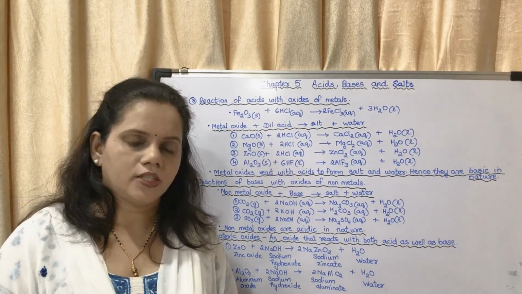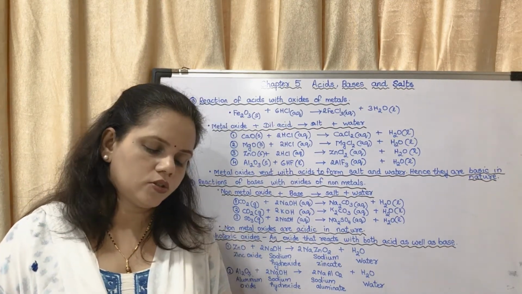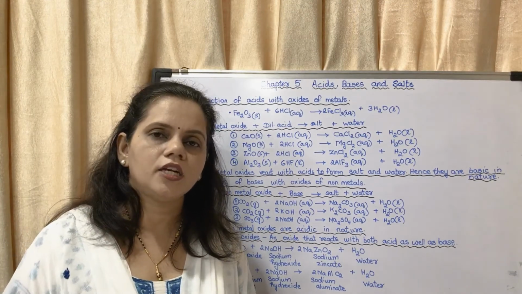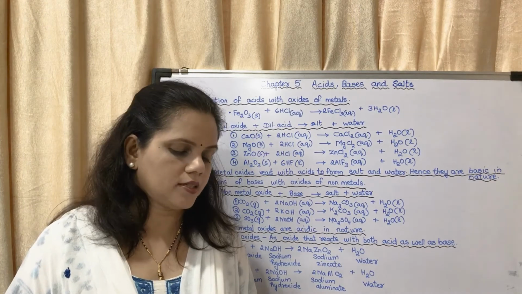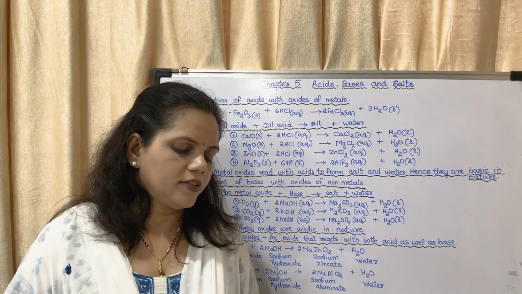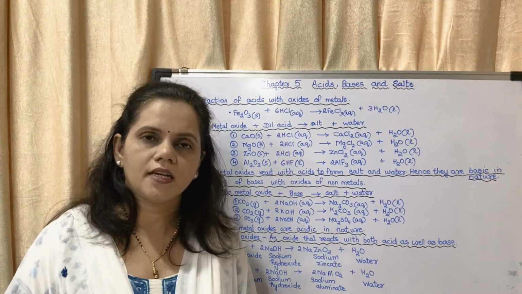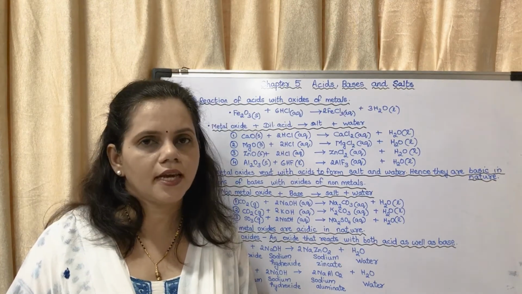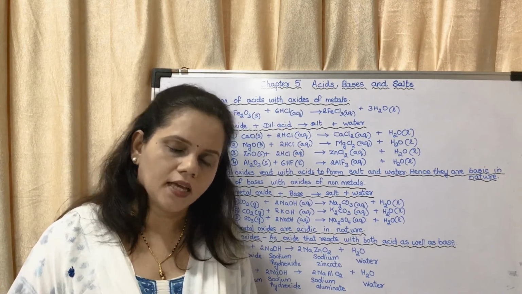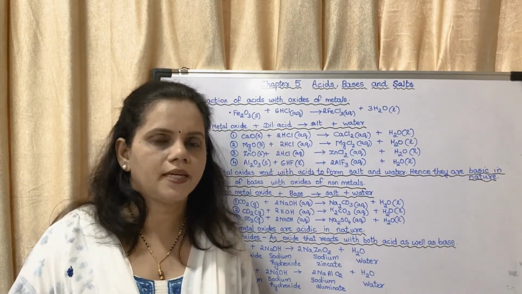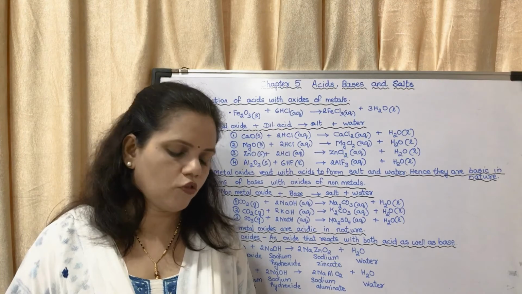Next question. Can we call Al2O3 and ZnO, the Al2O3 is aluminium oxide and ZnO is zinc oxide, on the basis of these reactions, basic? Yes, we can call them basic because they react with acid. Can we call them acidic? Yes. Why? Because they react with bases to form salt and water.